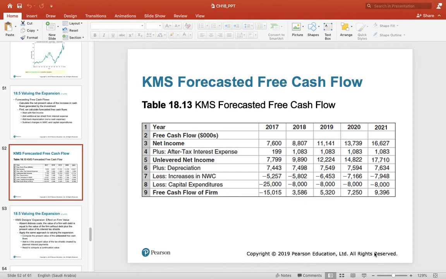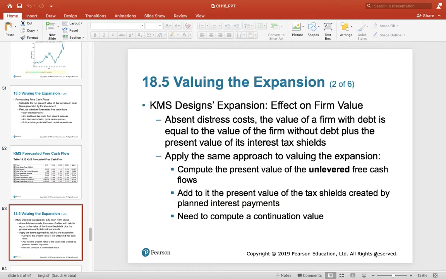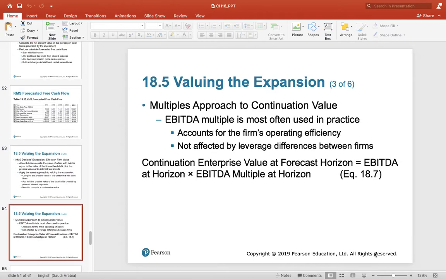Do it here. Unlevered net income is given for 2017, 18, 19, 20, 21. Add the depreciation. Deduct the net working capital. Deduct the capital expenditure. You will get the free cash flow. Once you get the free cash flow, just use the enterprise value, that is EBITDA horizon multiplied by EBITDA multiple, which will give you the terminal value. Add that to the present value of the free cash flows.